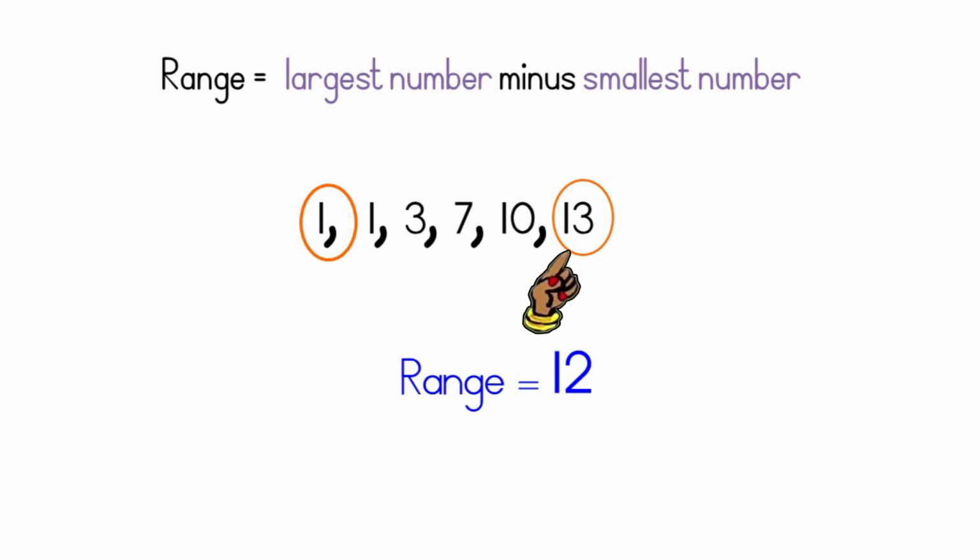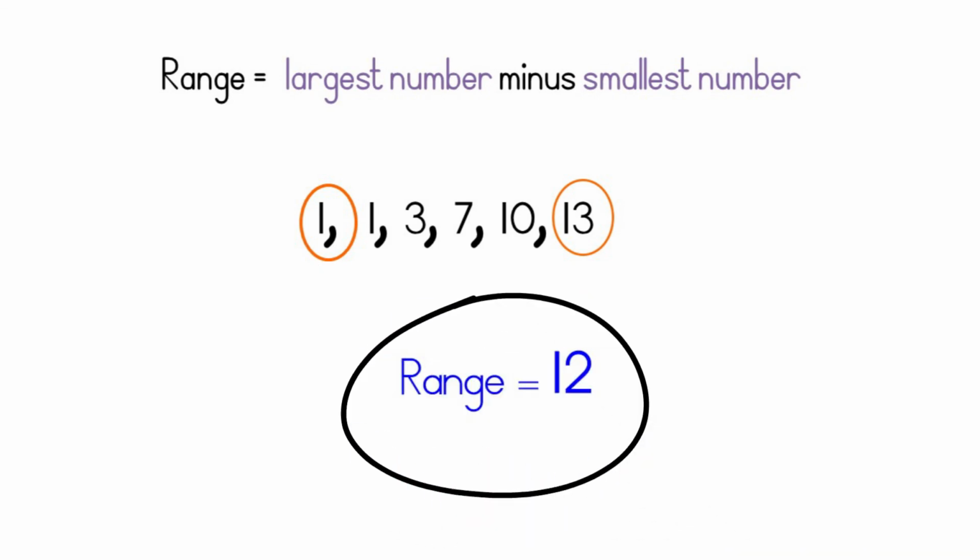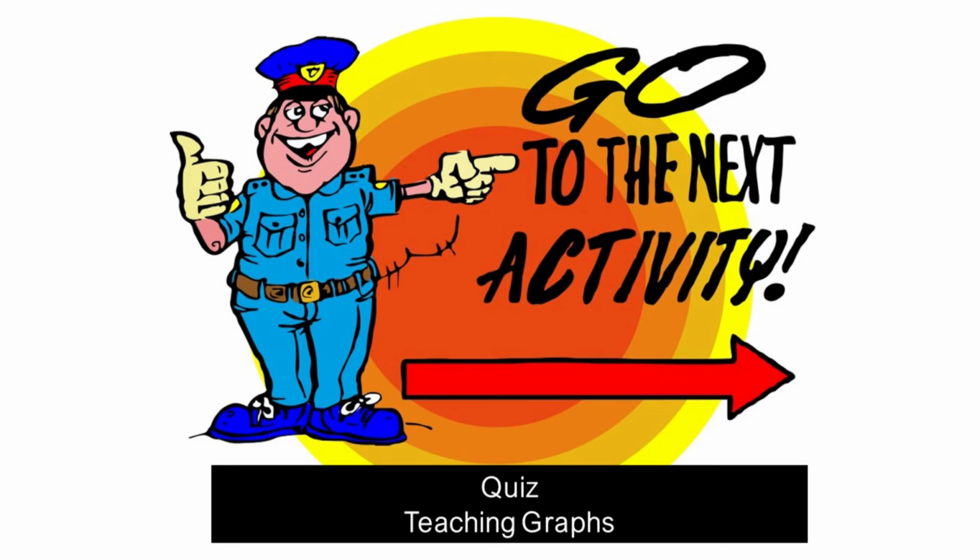In the given example, the largest number in the range is 13 and the smallest number is 1. To calculate the range, deduct 1 from 13. The range is 12. In this video, we provided an overview on the teaching of concepts related to data handling.